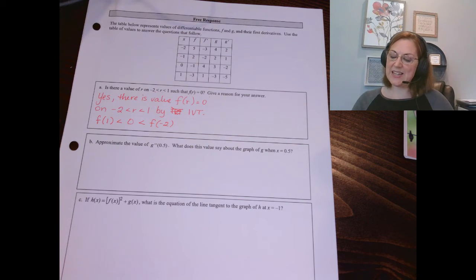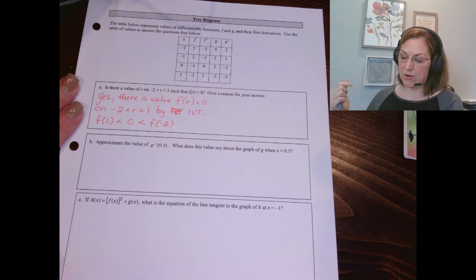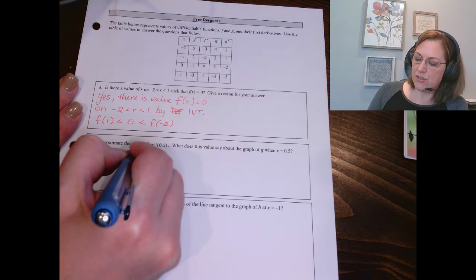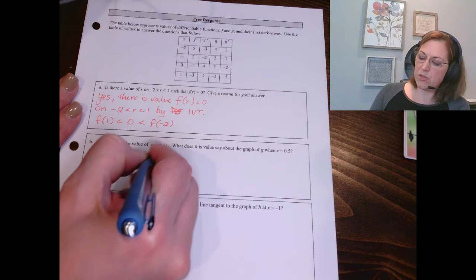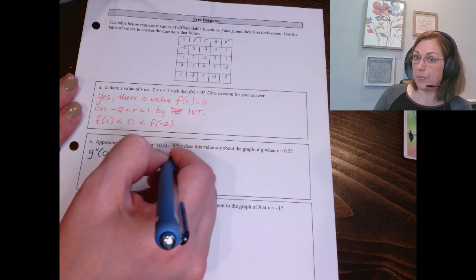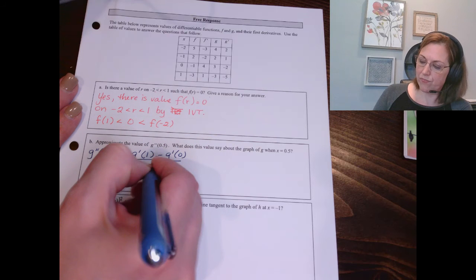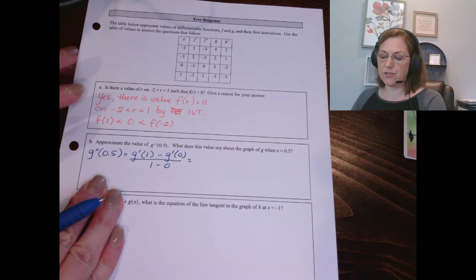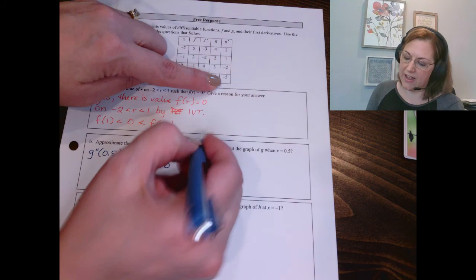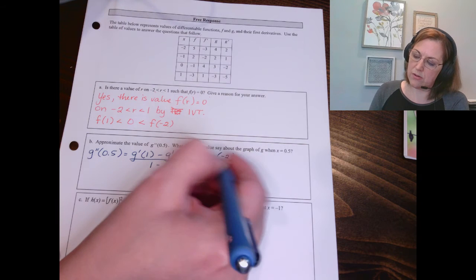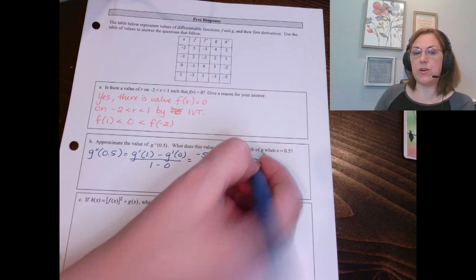Okay, now B says to approximate the second derivative at 0.5. So for the second derivative, we need the slope of the first derivative. I'm going to do the slope of the derivative between 1 and 0. You're going to get your values from the chart. G prime of 1 is -5. G prime of 0 is -2. And so I get -3 there.